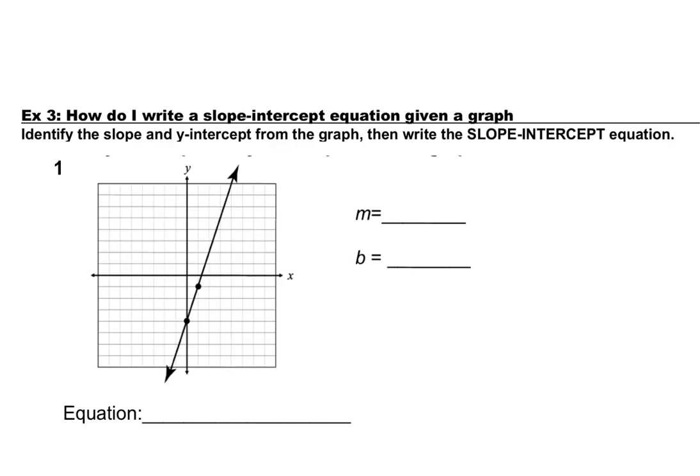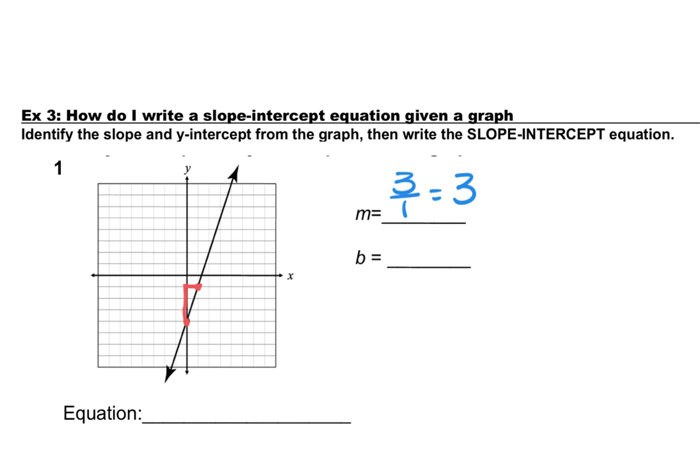All right, so example number 3, it says, how do I write a slope-intercept equation given the graph? So we're going to start by identifying the slope, we're going to identify the y-intercept, and then we're going to write the equation in slope-intercept form. All right, so let's go ahead, let's identify the slope of the line. Remember, we've got these 2 points right here. And if they're not identified for you, you'll have to pick 2 points. So we're going to go up 1, 2, 3, and over 1. So the slope of this line is 3 all over 1, or we can simplify that down to 3.